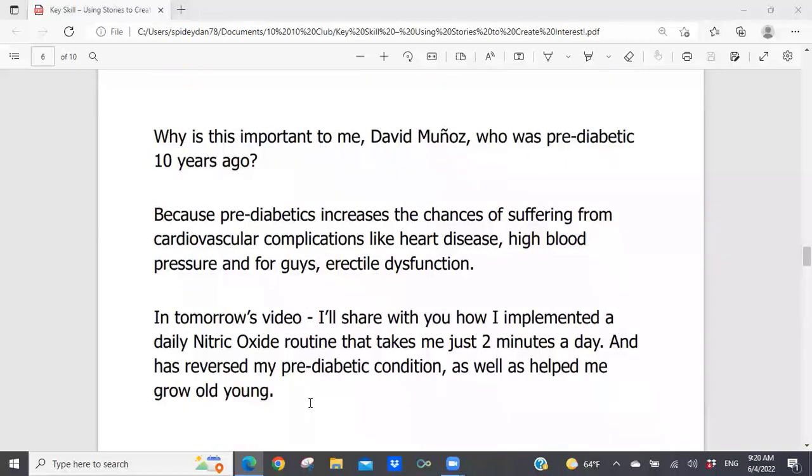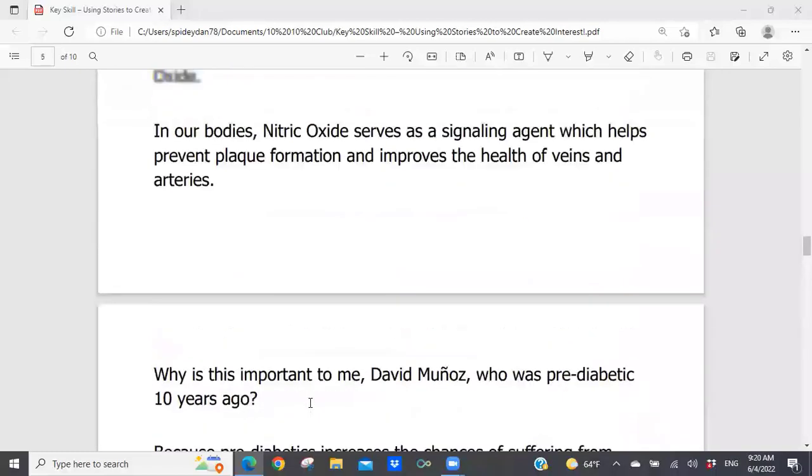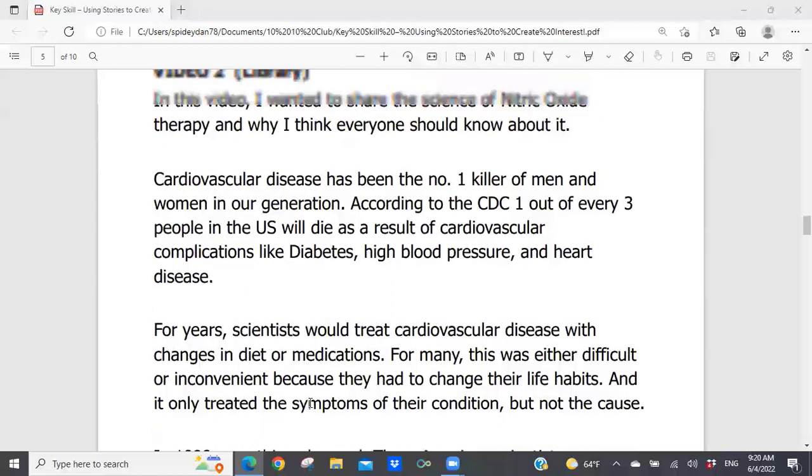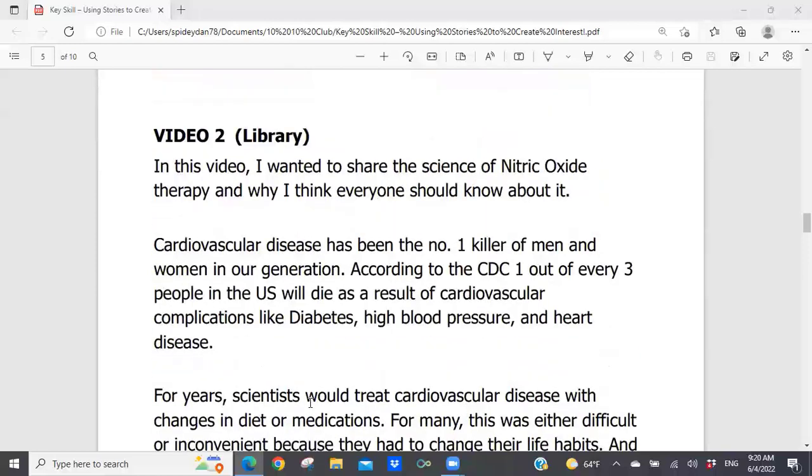So again, what David has done is he's done a great narrative to be able to share facts, but do it in a narrative or storytelling way. Again, David starts out as a continuation of his first video, in that he wants to share the science of nitric oxide therapy, but instead of getting into what I call the scientific lingo, he gets into words that people can understand. And he wants people to understand why he thinks everyone should know.